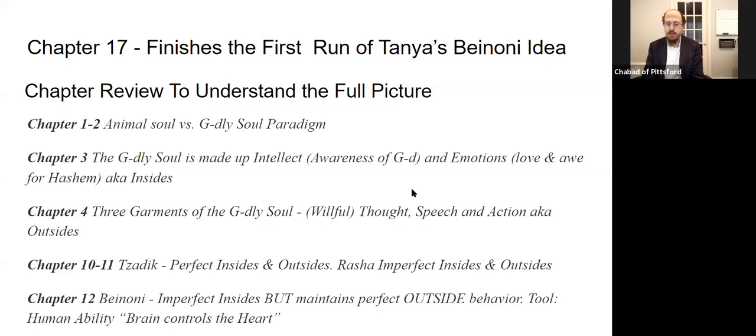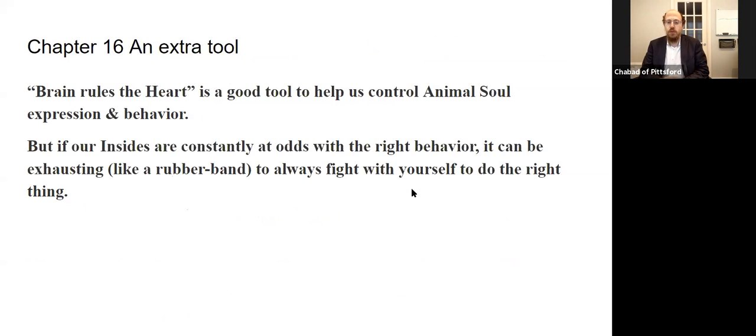So the next thing we got to know is a quick review of last week, chapter 16, an extra tool. The brain rules the heart is a good tool to help us control animal soul and behavior, right? The fact that you can just say no, I don't want to speak gossip or eat for just hedonistic pleasure, or fantasize about something that's wrong.